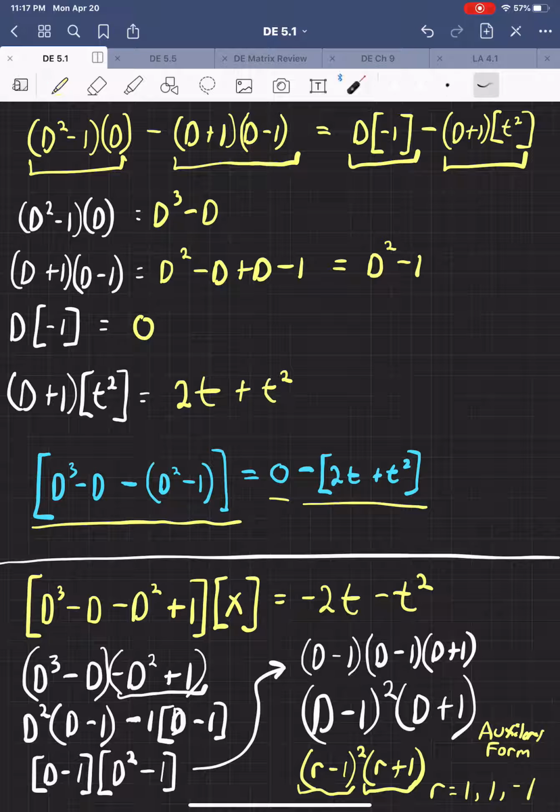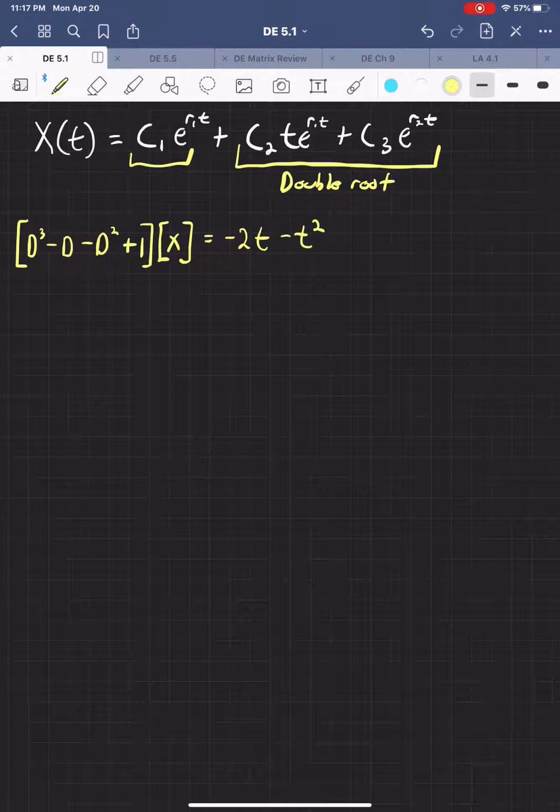And now, let me take these roots here. This r is equal to 1, 1, and negative 1. All right, we have basically a multiplicity of 2. So let me write that. If you have r is equal to 1, 1, and r is equal to negative 1.